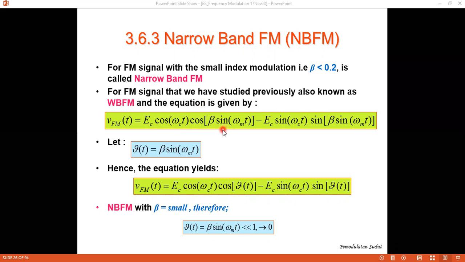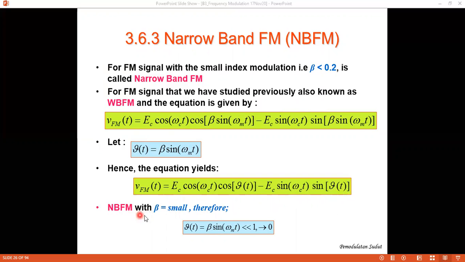Okay. So in order to reduce to the narrowband FM equation, how? Remember we had a question in previous years on how to prove the equation for narrowband FM, basically the derivation. So let's simplify this above equation. Theta t will replace beta sin omega m t, so it becomes fm(t) equals Ec cos omega c t cos theta t minus Ec sin omega c t sin theta t.